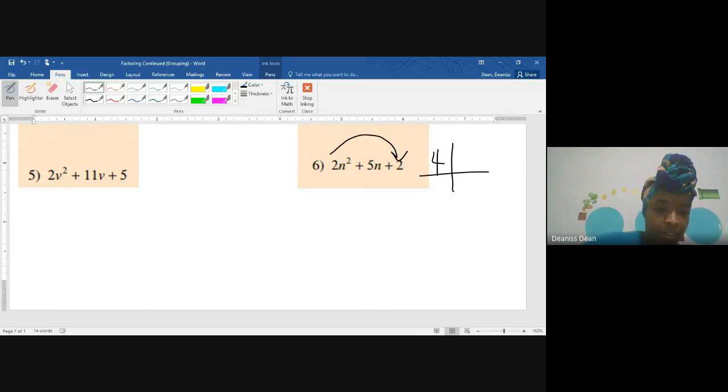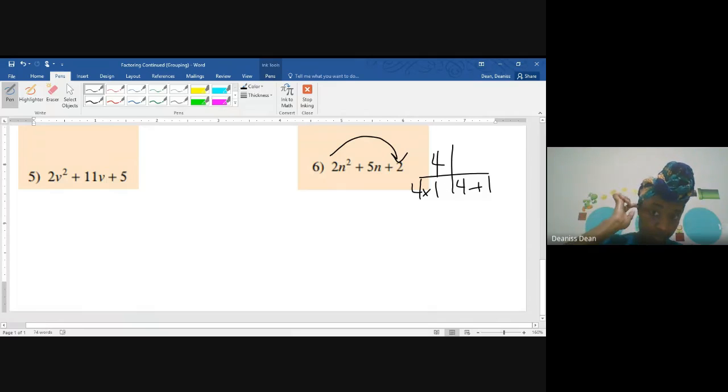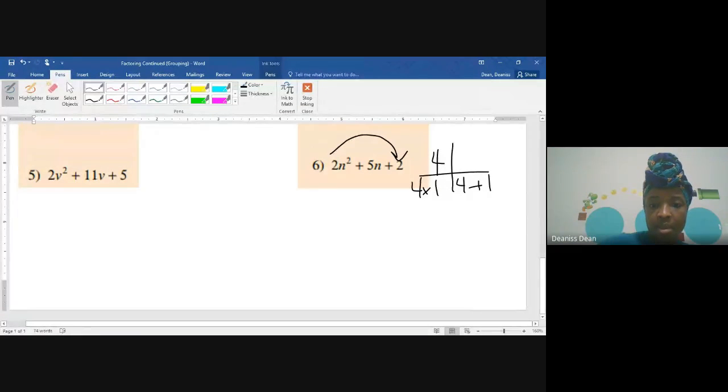Okay, sorry about that, y'all. Okay, so 4 and 1 is correct. So 4 times 1 is 4. 4 plus 1 is 5, okay? So in our problem, we're going to have 2n squared plus 4n plus 1n plus 2.